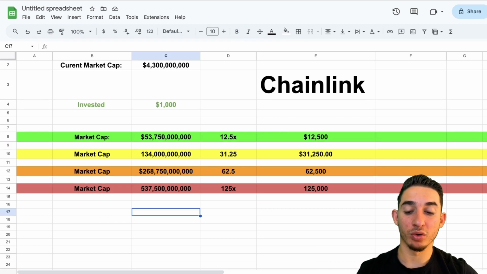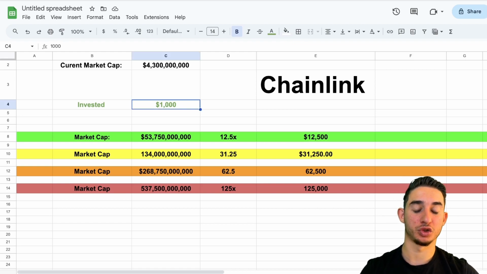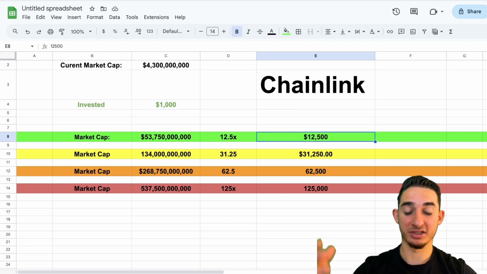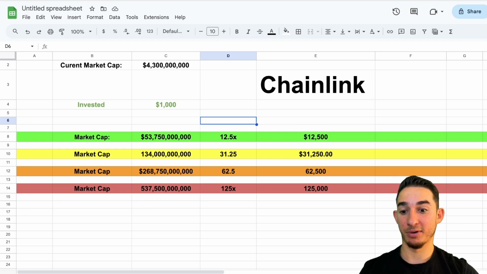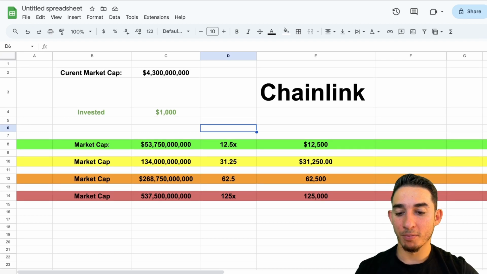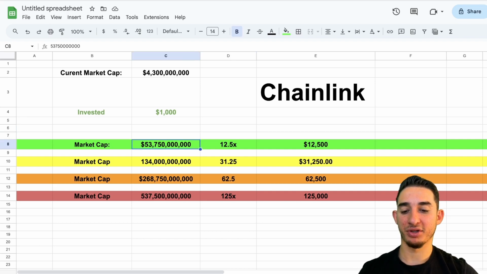Now, of course, if you invest 2,000, you could double that, make it 25,000. If you invest 3,000, you could triple that, and you could essentially do the math from there. 5 times 5,000, you could 5 times that, and pretty much that's about it. So the market cap right now of Chainlink is $4.3 billion. If it would go to 53 billion, you would make a 12.5x.